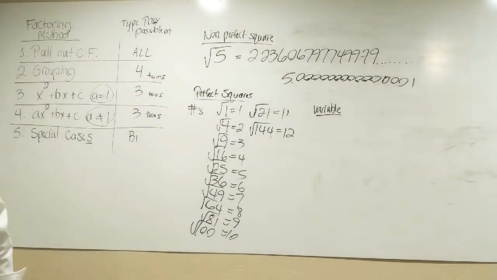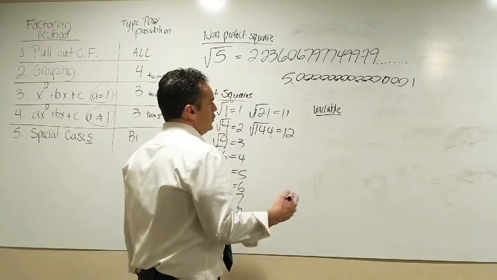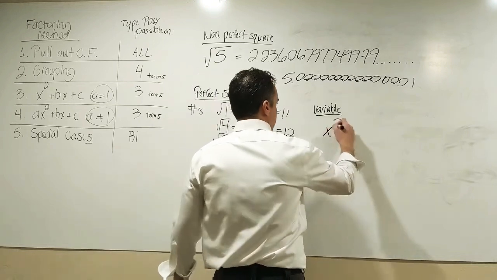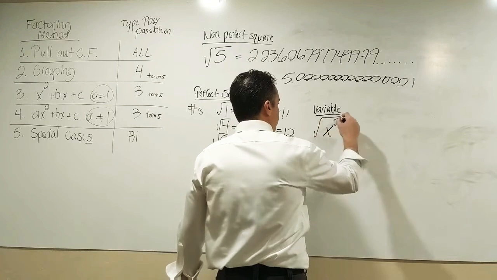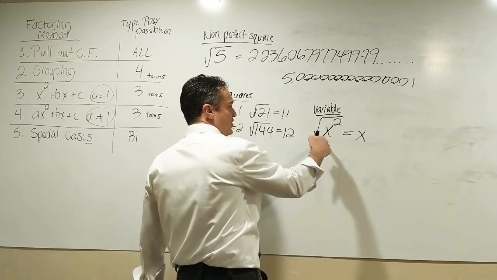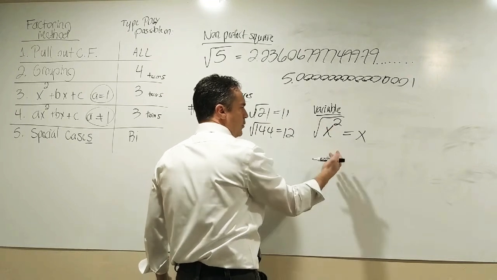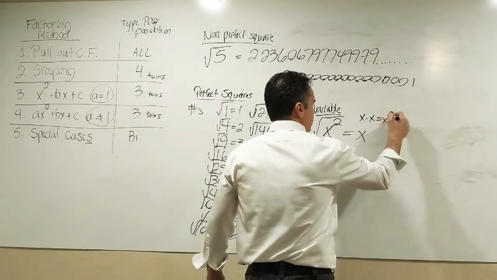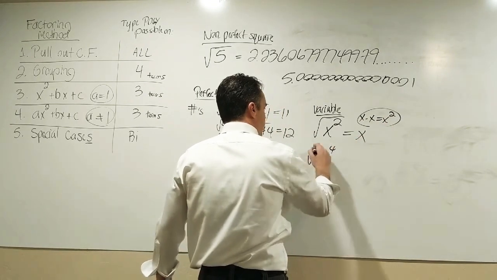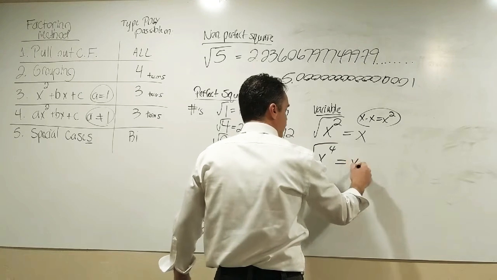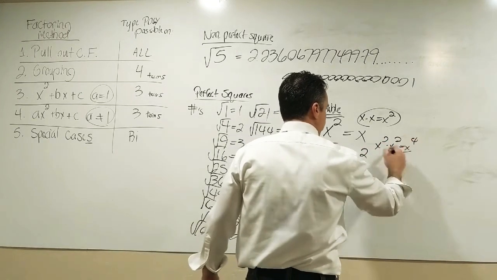So what about variables, all right? What about variables? So is x squared a perfect square? Okay, well, sure, because if we take the square root of x squared, it equals x. What times itself 2 times, because we're just doing the square roots, equals x squared. Well, x times x equals x squared, so it is x, okay? Well, what about x to the 4th? Okay, well, the square root of x to the 4th is x squared, right? Because x squared times x squared equals x to the 4th, right?